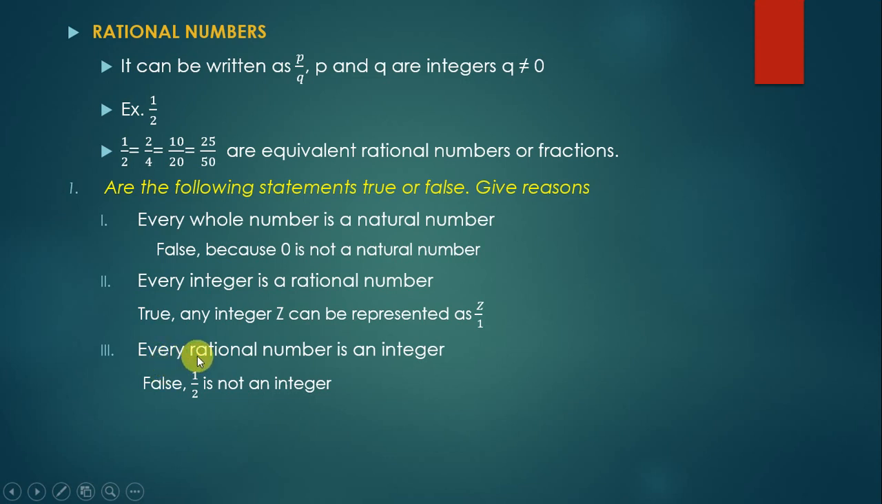Now next one. Every rational number is an integer. The reverse one. Okay, let's think. Let's think of the condition of 1 by 2. It is a rational number, right? What is the value of 1 by 2? When 1 is divided by 2, what will we get? We get the answer as 0.5, right? But 0.5, a decimal number, is not included in the integers. We are only considering positive numbers, 0 and negative numbers as whole numbers, not with a decimal part. Okay. So, every rational number is not an integer. The condition is false.